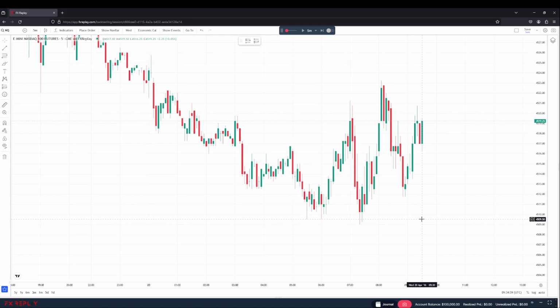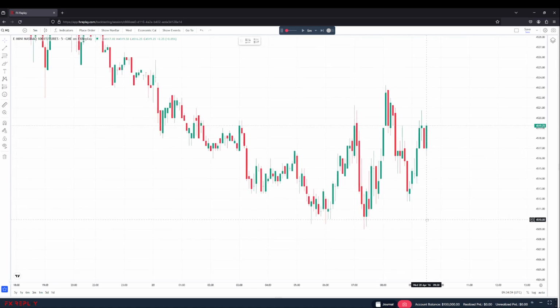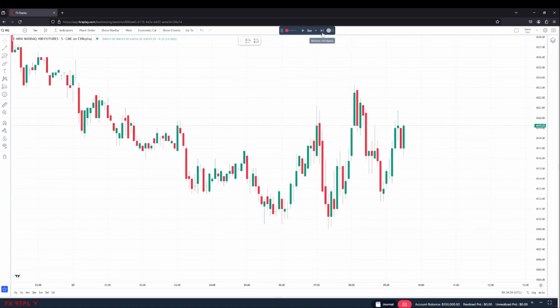So it kind of intertwines with that power of three, that accumulation, manipulation, distribution, right? So right here we have, I have not looked at this, I'm going off a whim here. It's just kind of doing a little backtesting while showing you guys what I look for.